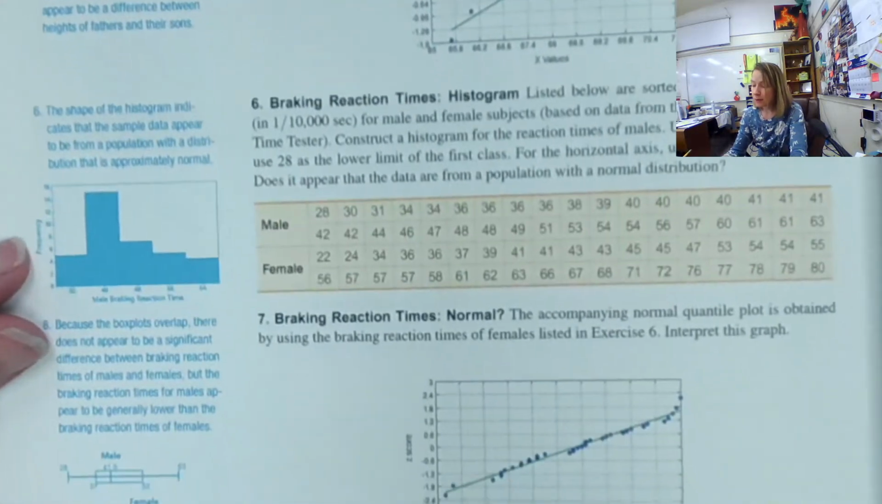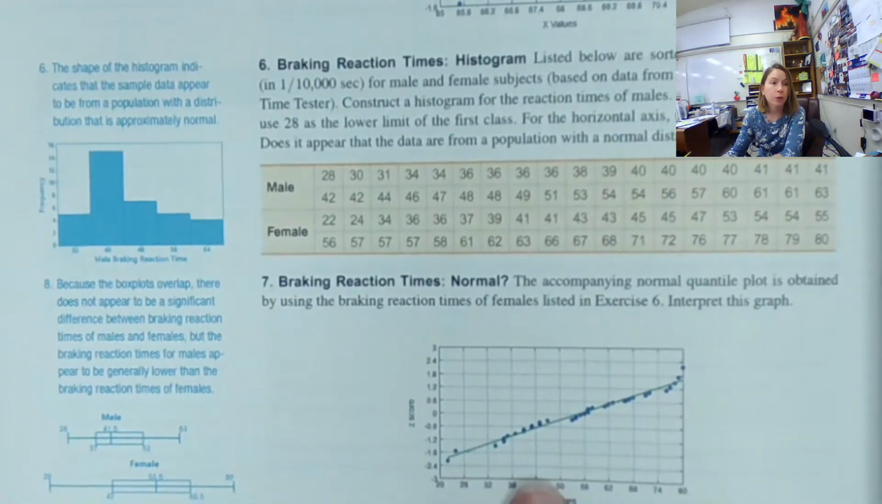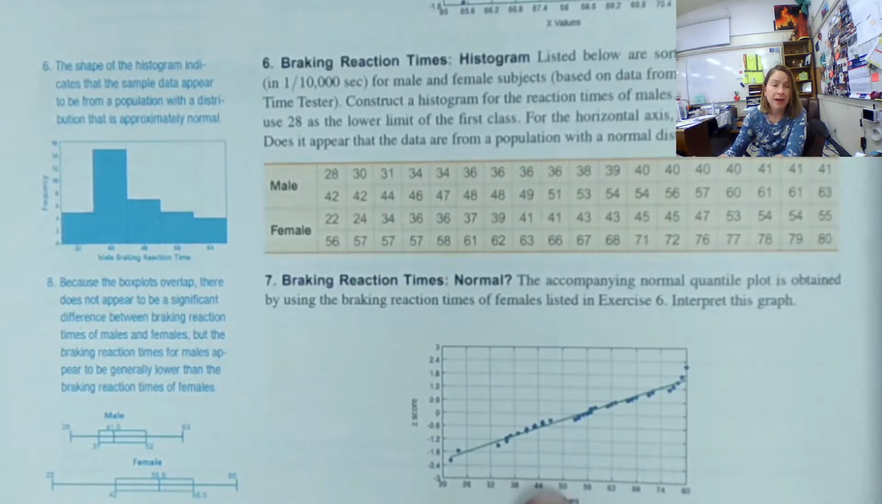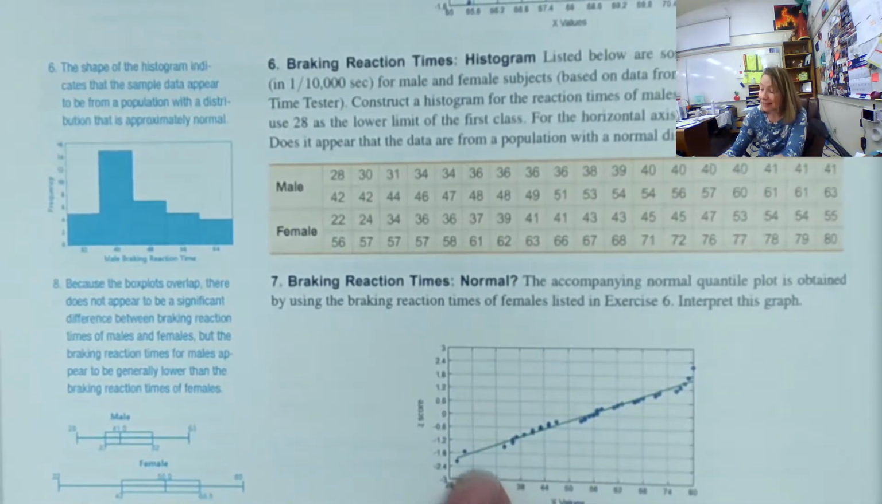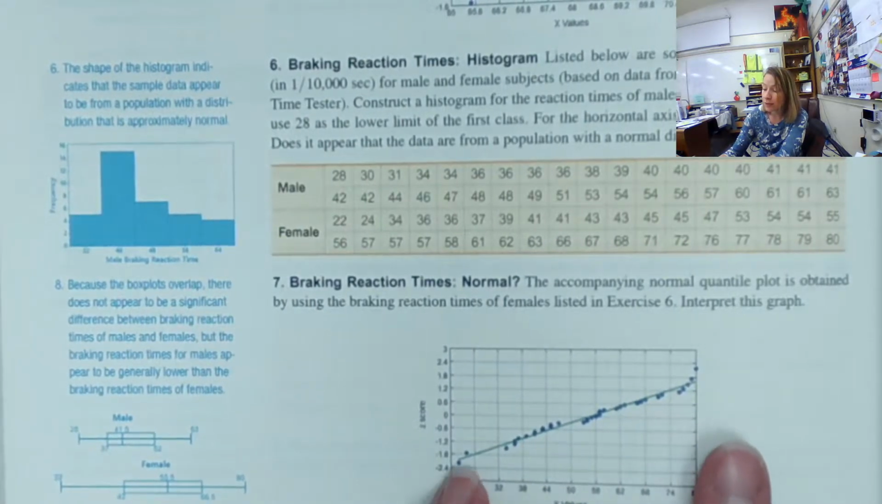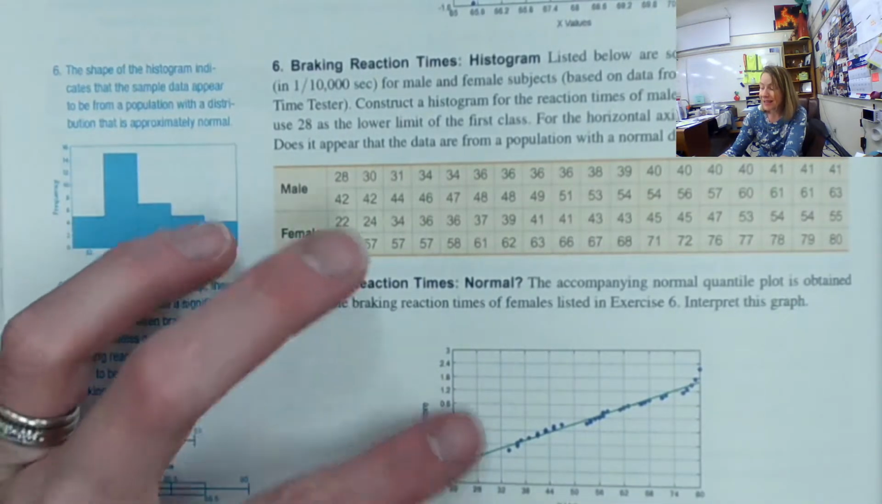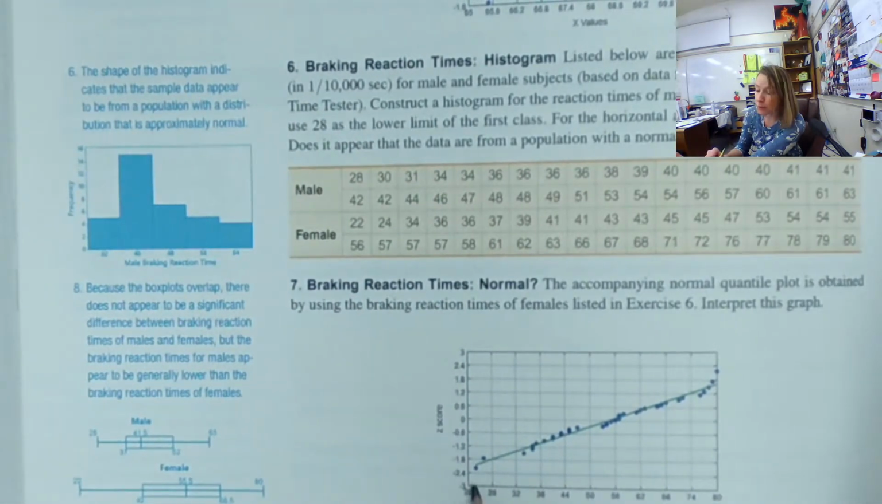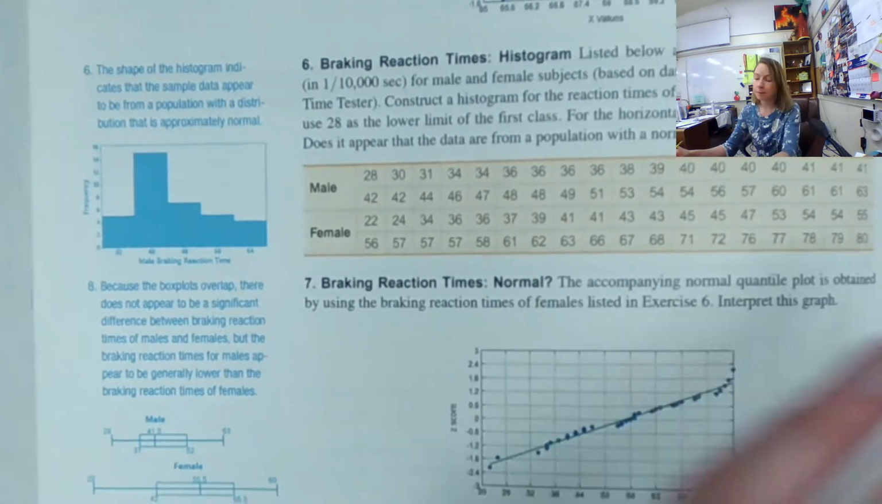The next one, for number 7, you've got another normal quantile plot. This one is for breaking reaction times of females. And this does look like it's probably a normal distribution. It's very linear shaped. It doesn't have any definitive shape like the one that we looked at in one of the previous videos, how it went up and then kind of leveled out, right? It didn't have that logarithmic shape to it. This one is kind of just randomly scattered along that line, right?